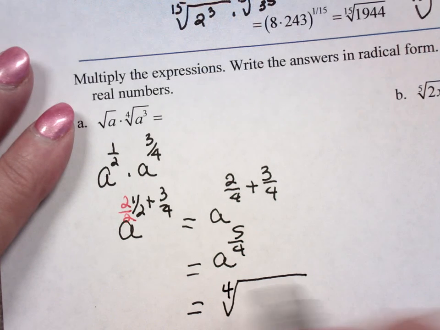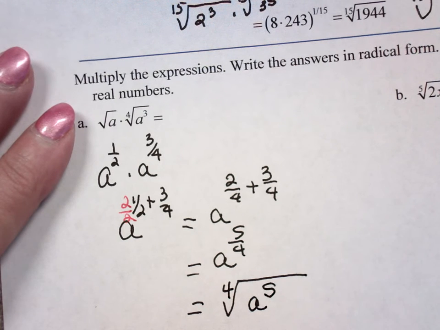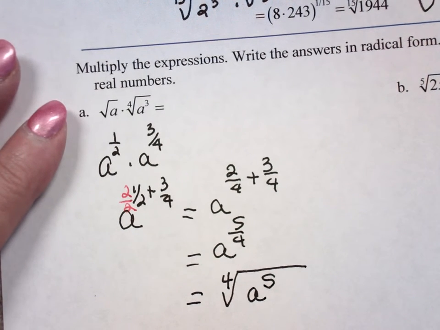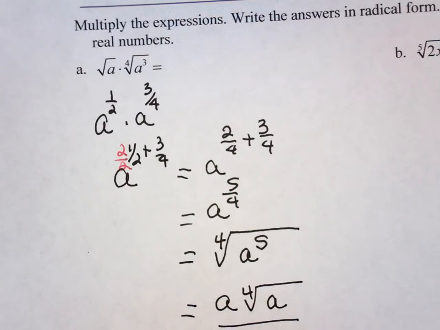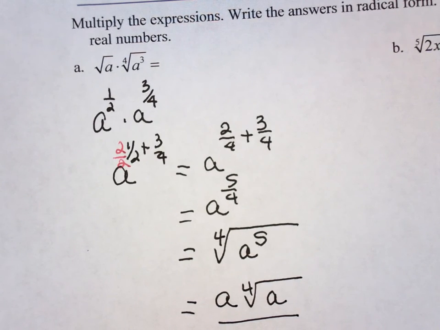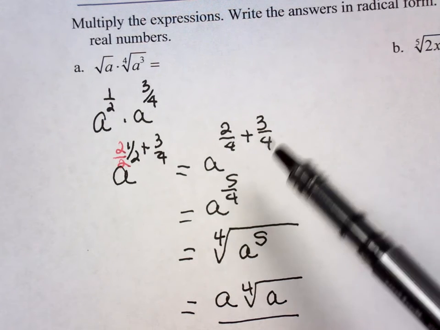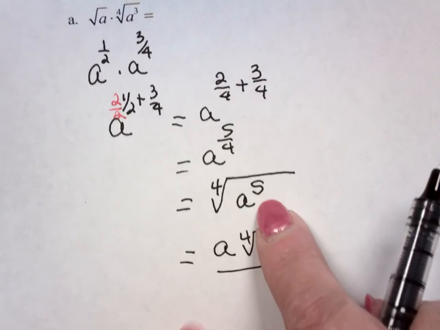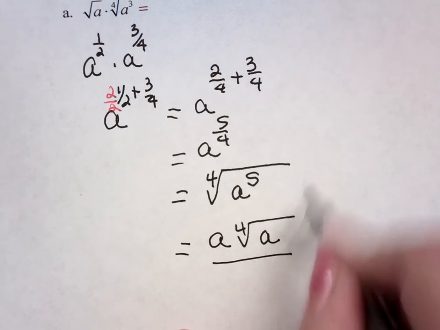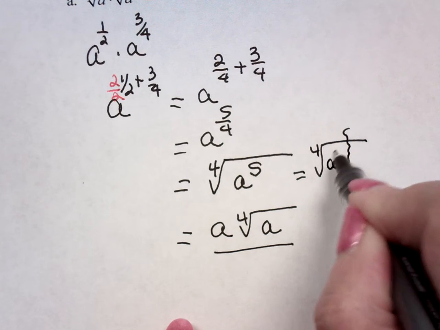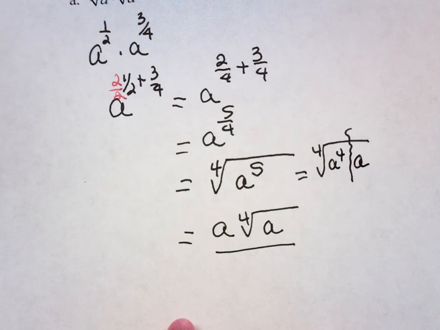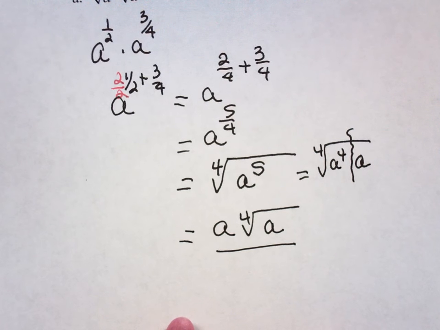This is the 4th root of a to the 5th, which can be simplified. This is a times the 4th root of a. I'm getting lost. How do you get a 4th root of a? Okay, I need a group of 4. What is the largest number? 4. Oh, I see. Okay. This is a to the 4th and a. So that's how you're going to get a 4th root of a. It's only because you only have 5 a's.